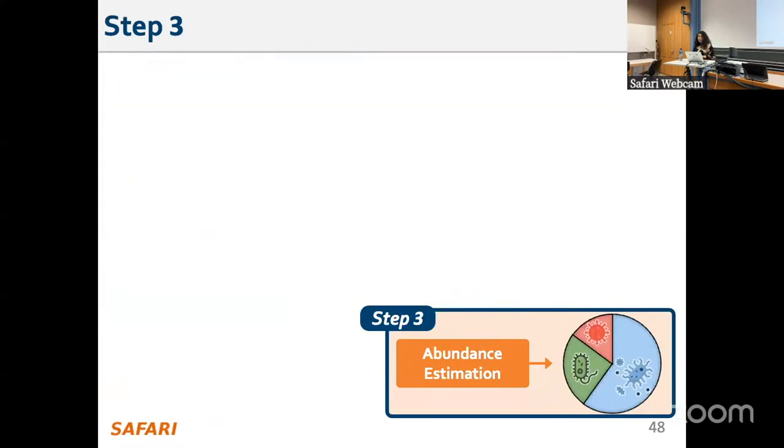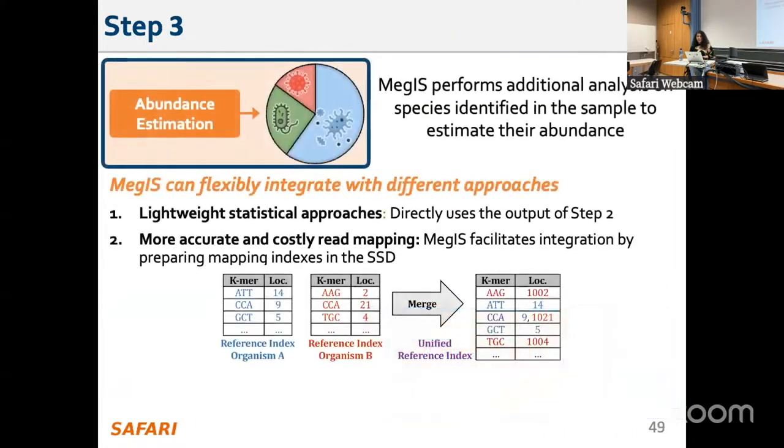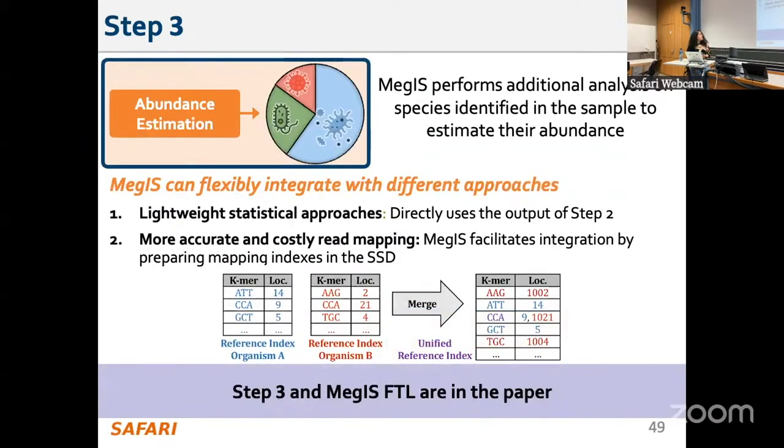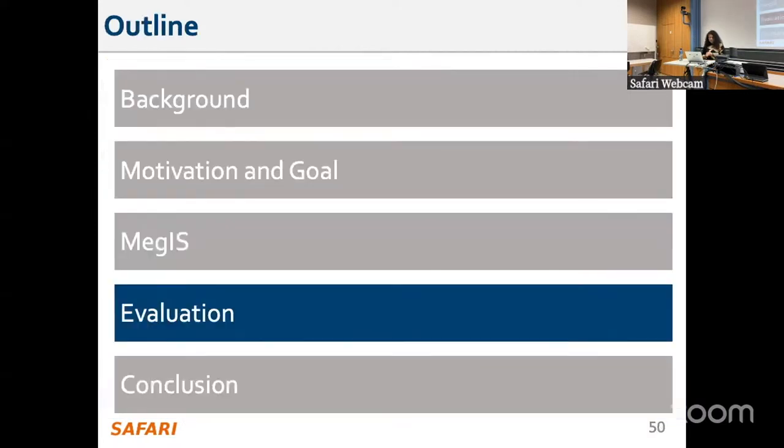Okay, similarly, for step 3, please check the paper. We have more details about it, and also about the flash translation layer of MegIS and how data mapping actually works. So now let's go to the evaluation part.